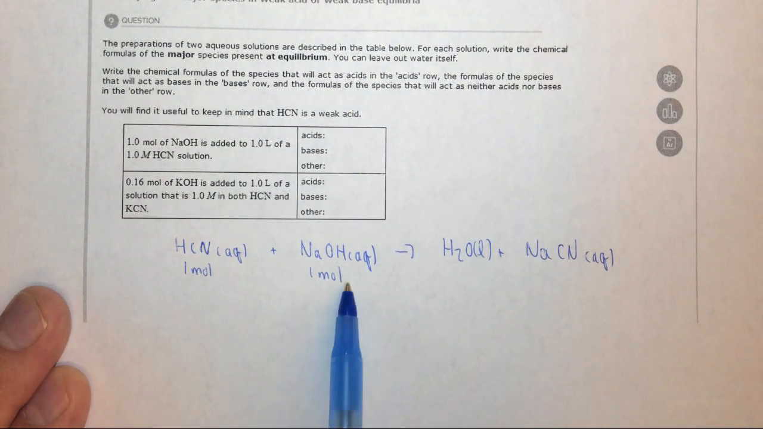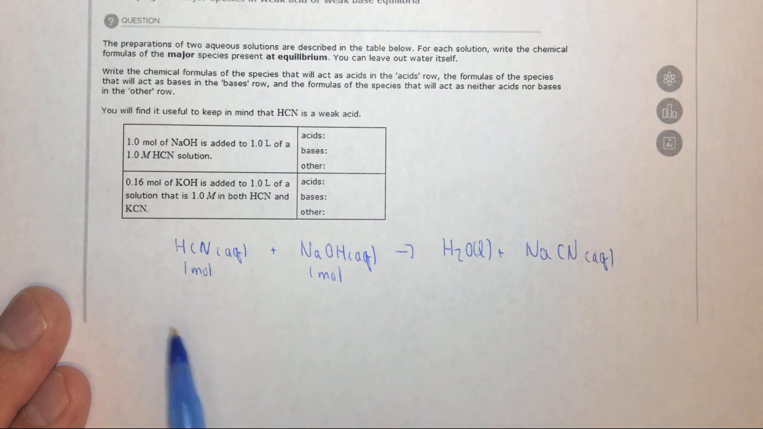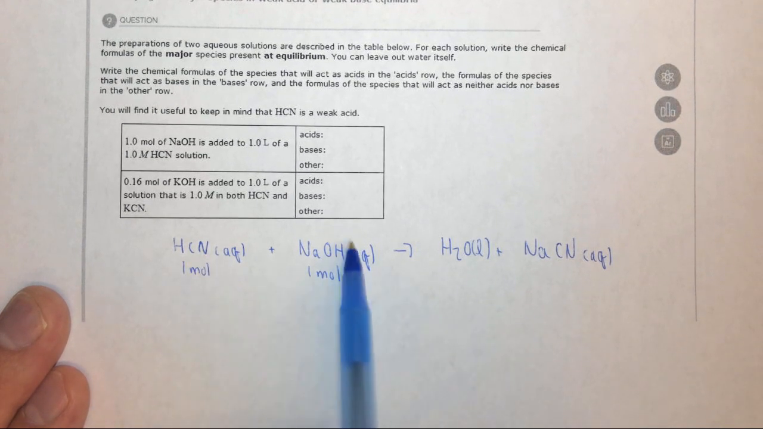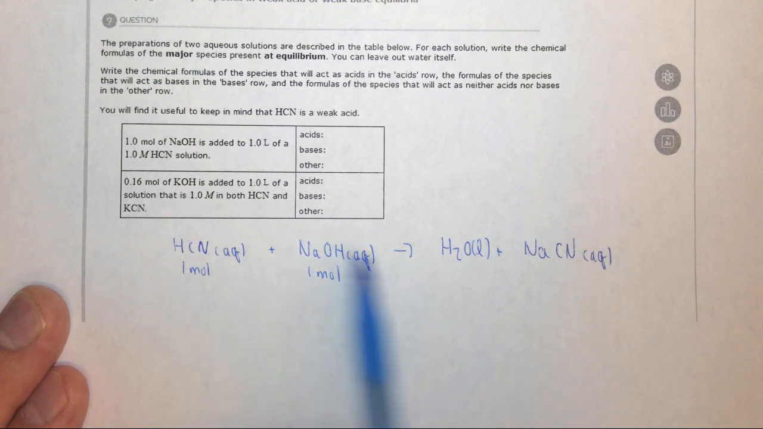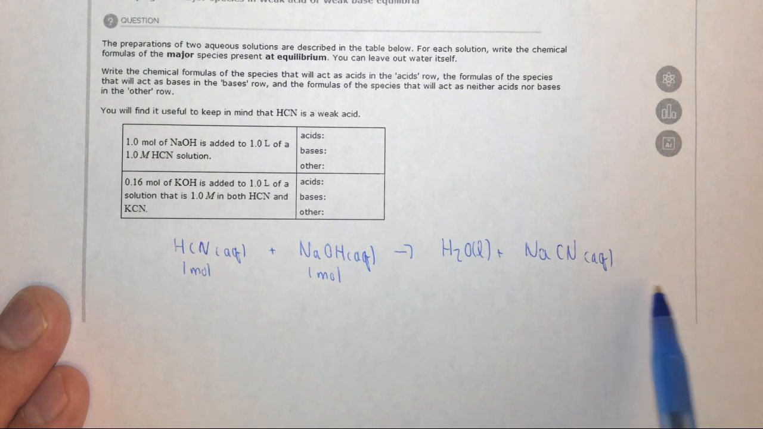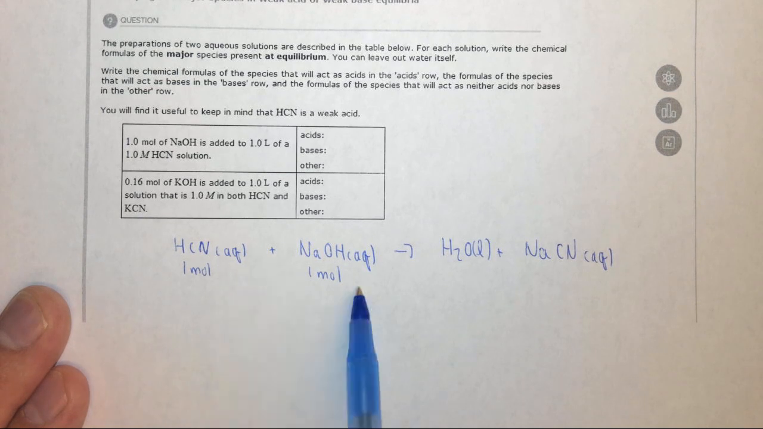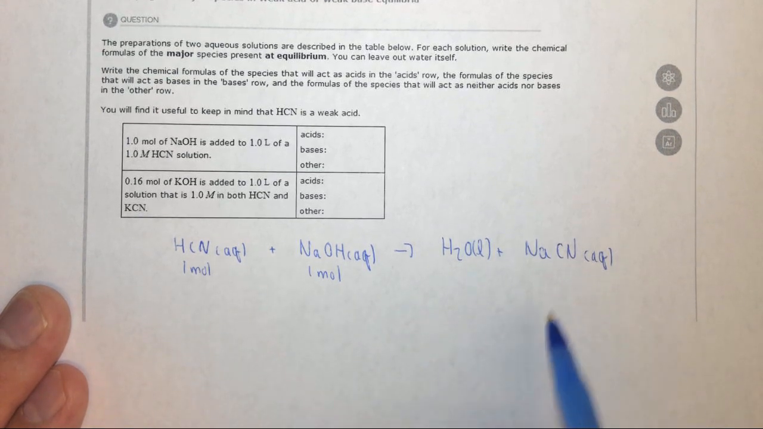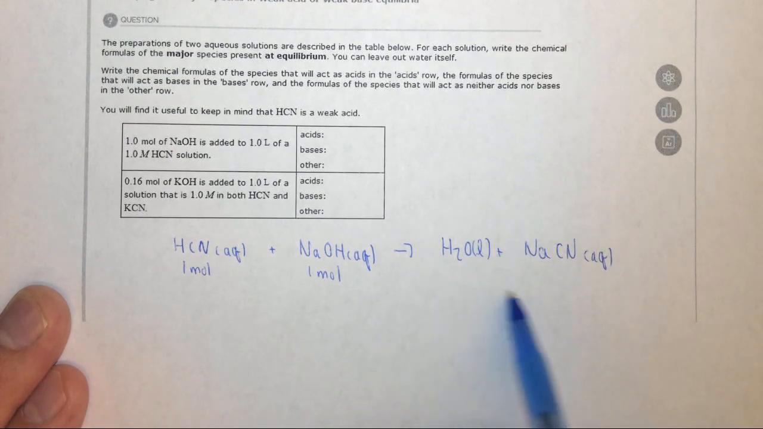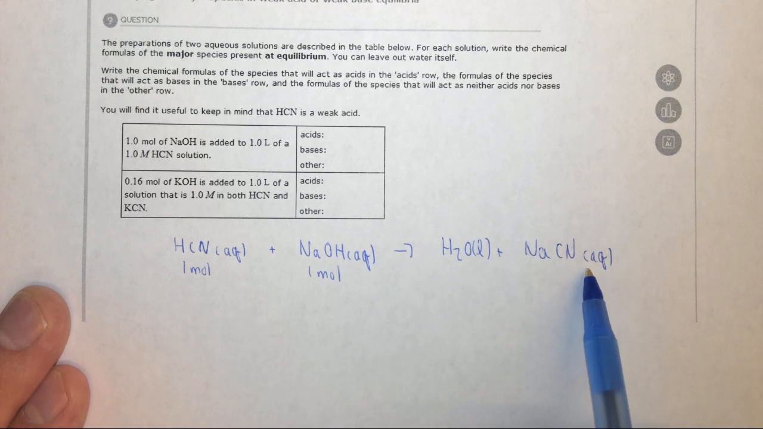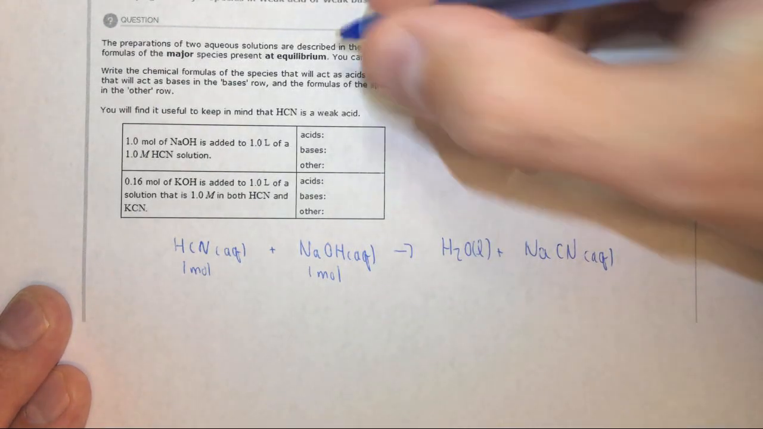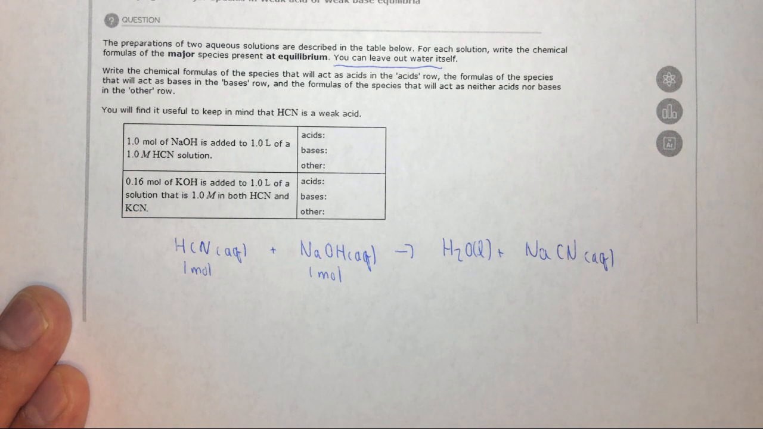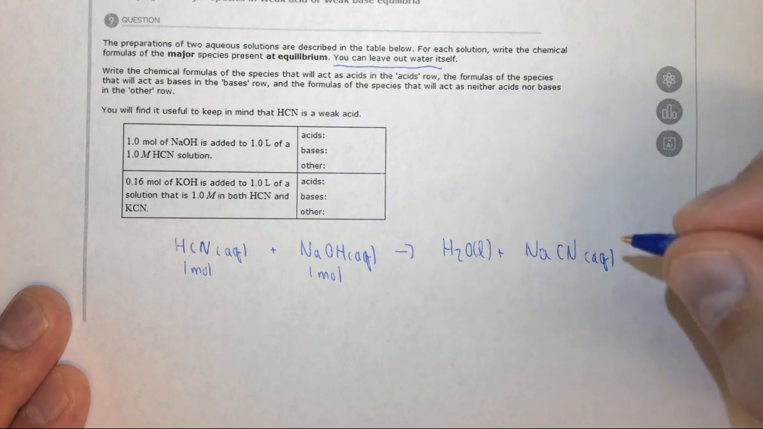So since we have 1 mole of each, and if we take a weak acid plus a strong base, it'll react completely, we're going to end up with none of these two things being still in the reaction mixture. Notice the stoichiometry is all 1 to 1, and we have the exact same number of moles of each. So everything we're going to have is water and NaCN. Now it specifically says you should leave out water, so we have to focus on the NaCN.